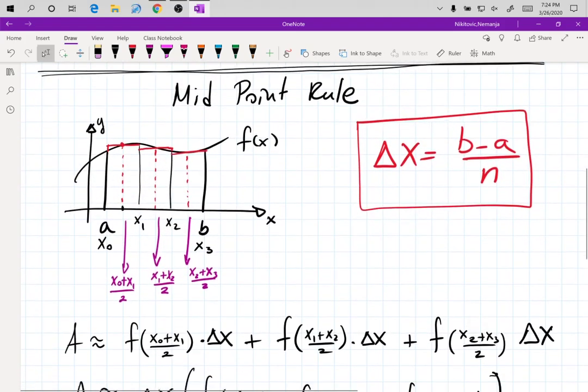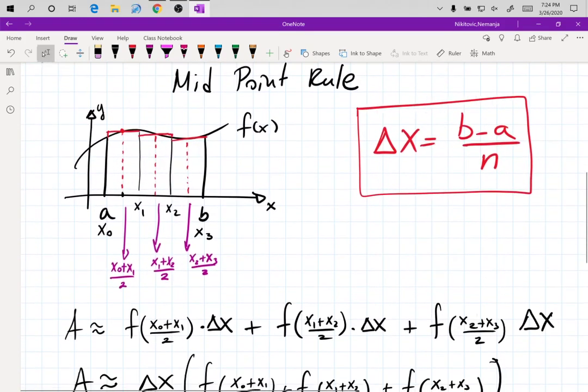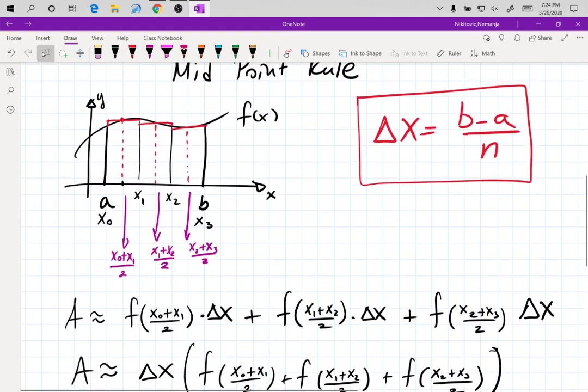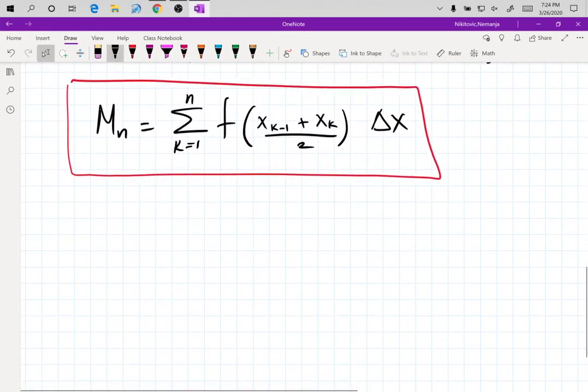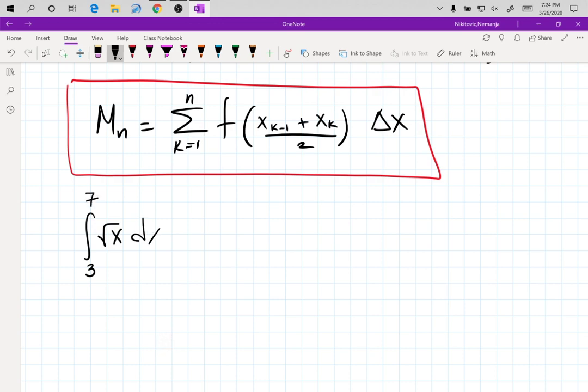So that's the midpoint rule. Trapezoid is next. So for the midpoint rule, well, let's do an example because why not? Integrate square root of x from 3 to 7 dx using 3 rectangles. I am purposely using 3 rectangles because 4 rectangles would give me nice divisions. I want to use something crazy. So let's go.